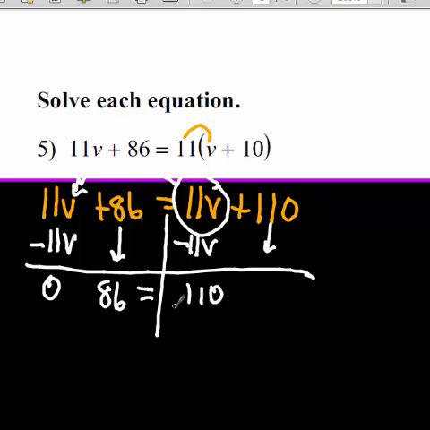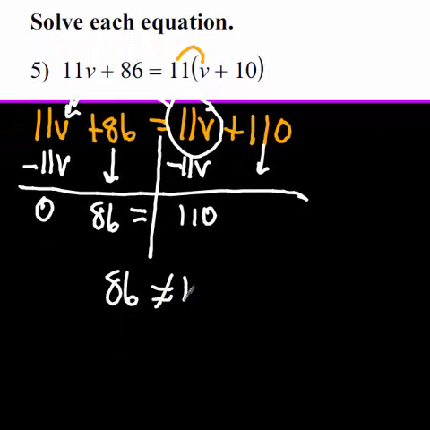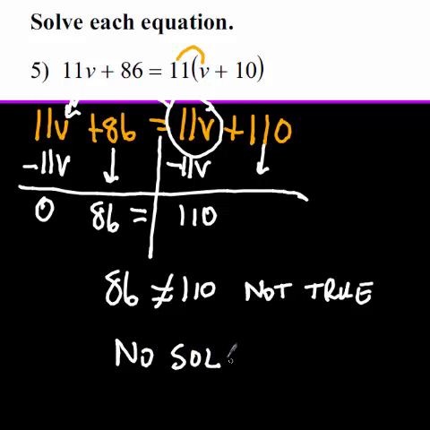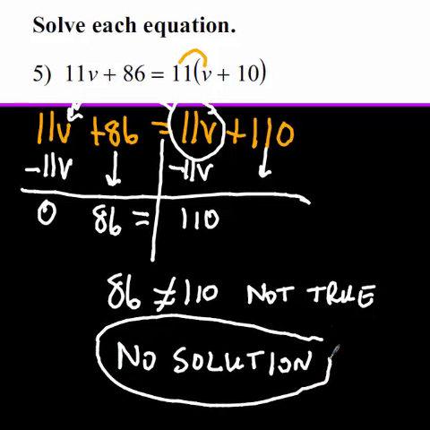Well, 86 does not equal 110. So there's no v's. The v's are gone, so don't make that mistake and keep the v's. So 86, well, we know 86 does not equal 110. So since this is not a true statement, right? That's not a true statement. And there's no v's, the answer here would be no solution, because there is nothing that you could put in place of v and ever make 86 equal 110. There's no way to make these two sides equal. So therefore, the answer is no solution.